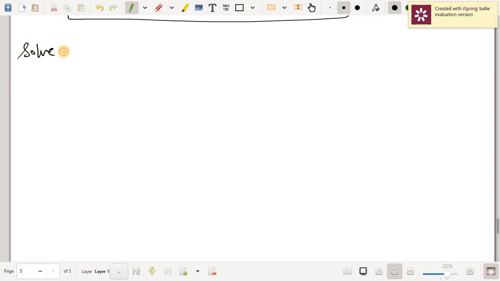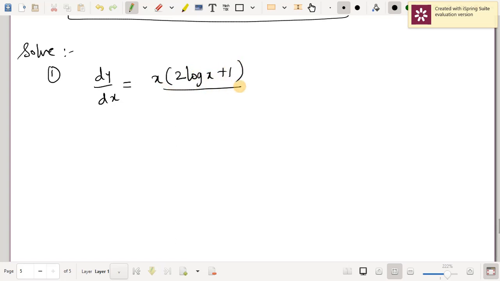Solve the first one. dy by dx is equal to x into 2 log x plus 1, the whole thing divided by sin y plus y cos y. Now you can see that this is in the form dy by dx is equal to f of x, y. This can be called f of x, y, the right hand side.